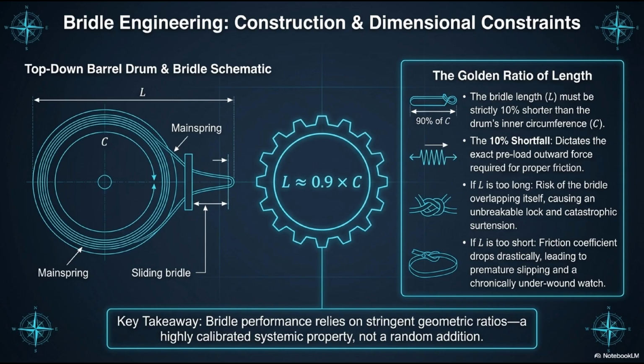If L is too long, there is a severe risk of the bridle ends overlapping themselves as the spring coils. This creates a rigid structural lock, completely preventing the slip, leading to catastrophic surtension and a broken spring. If L is too short, the outward radial pressure drops drastically. The friction coefficient plummets, leading to premature, constant slipping. The watch will never reach full tension, resulting in a chronically underwound watch with terrible power reserve and poor accuracy. The math must be perfect.